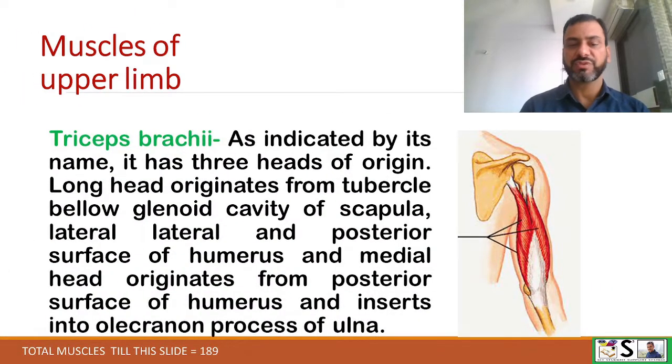Triceps brachii. As indicated by its name, it has three heads of origin. The long head originates from the tubercle below the glenoid cavity of the scapula. The lateral head originates from the lateral end, posterior surface of the humerus, and the medial head originates from the posterior surface of humerus, and it inserts into the olecranon process of ulna.